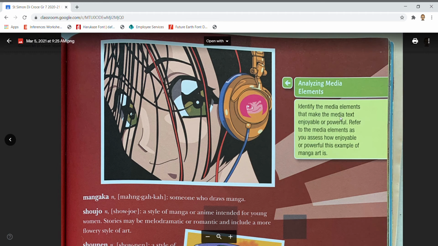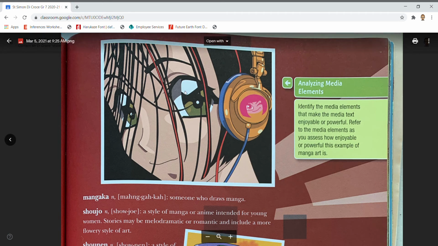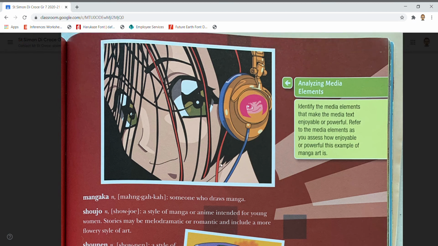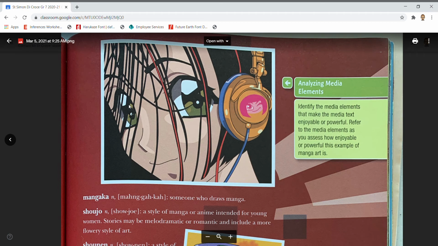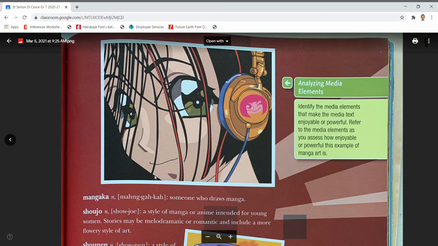Identify the media elements that make the media text enjoyable or powerful. Refer to the media elements as you assess how enjoyable or powerful this example of manga art is. Just the artwork of it, in terms of the light, the shadow, the reflections. It's not the traditional North American cartoon. I think it's just because it's different. It looks like it's off the page. It's realistic. You want to know something about this character here.